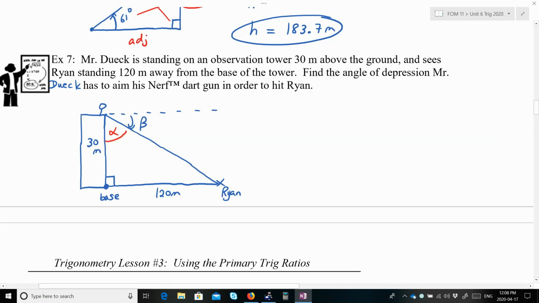Okay, so to get alpha, we have to label the triangle, find the appropriate ratio, and then solve. So across from the angle is the opposite side. Across from the 90 is the hypotenuse, which means this 30 must be the adjacent. Okay, so we're going to get this angle, and we are going to use the opposite side and the adjacent. SOHCAHTOA. Okay, so which trig ratio deals with opposite and adjacent? Opposite, adjacent, that comes from tan.